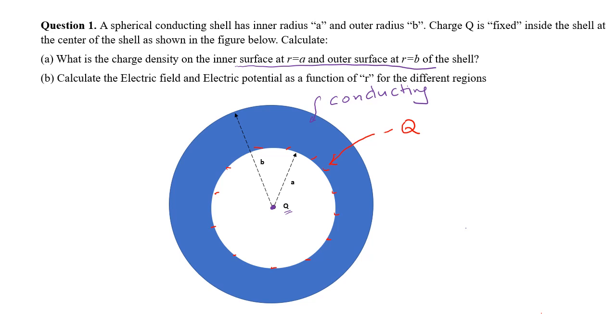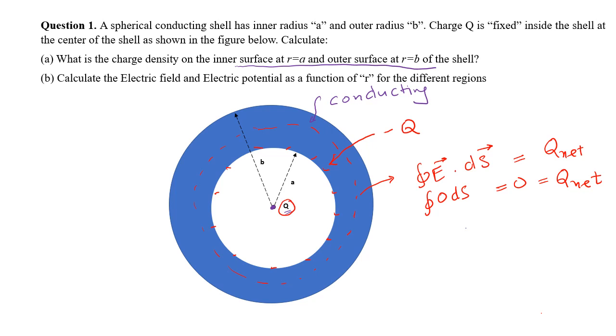And that has to happen so that if I make a Gaussian surface inside the conductor and I calculate the flux on the Gaussian surface, electric field inside the conductor is zero. So we are doing an integral of 0, which should be 0, which tells you Q net should be 0 also. So the only way that can happen is if this charge, which I'm assuming is Q, is attracting a charge minus Q to the inside surface.